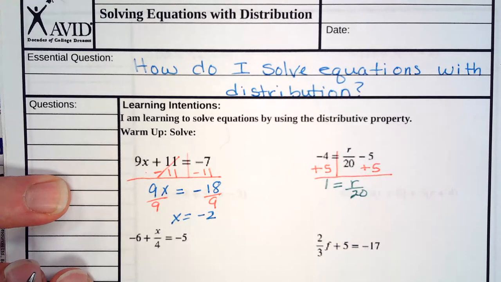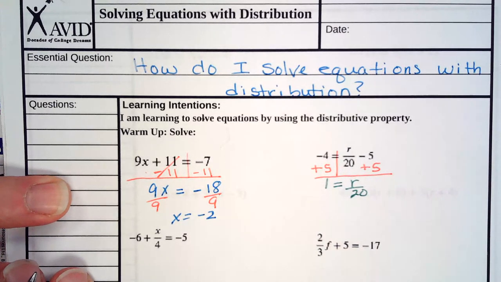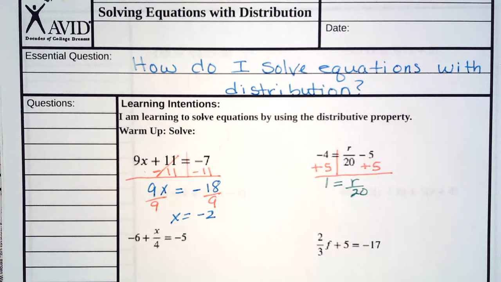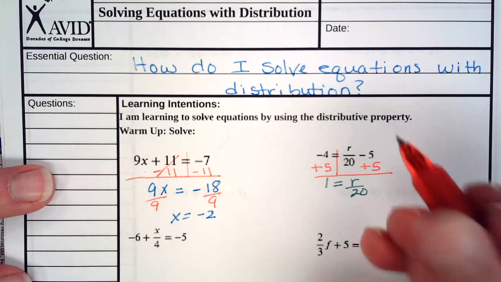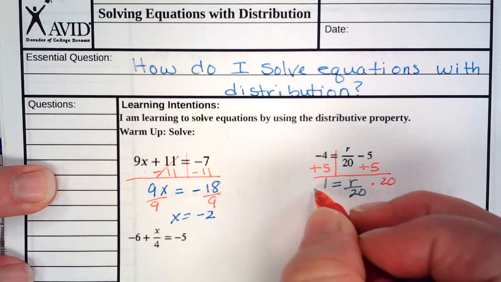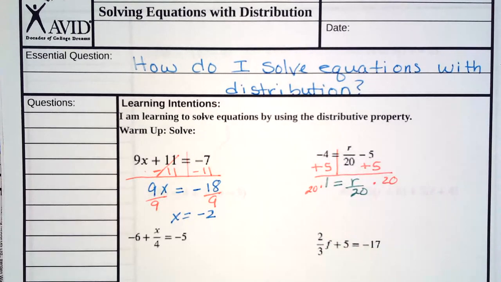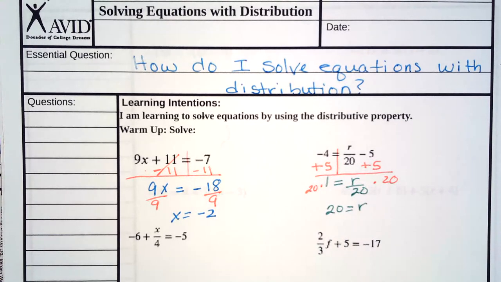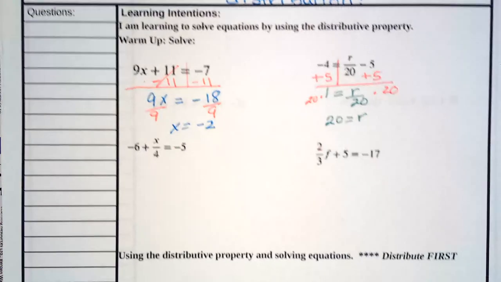Okay, I've taken r and I've divided it by 20, and I get 1. How do I undo dividing by 20? Or maybe you know the answer now. What number divided by 20 gives me 1? Well, multiply by 20 on both sides. And 20 is equal to r. Any questions? Okay, for the next two.